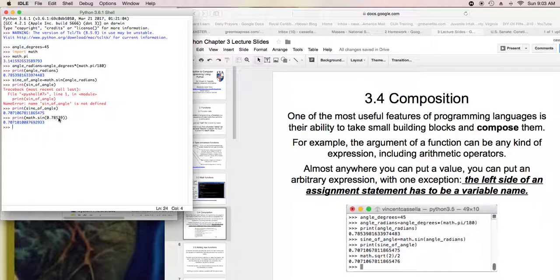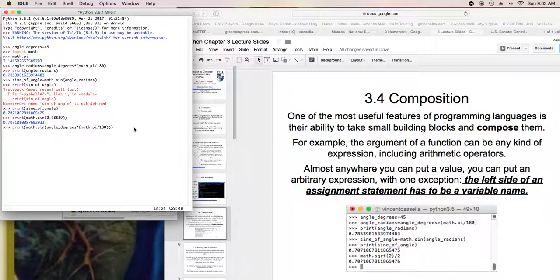I could take the sine of the angle in radians directly, or I could take the sine of the variable name, angle_radians, or I could even put in an expression. So I could have done this. Math.sin, and I could have put in this expression right here: angle_degrees times math.pi divided by 180. So I'll copy that, and let me put it in there, math.sin.